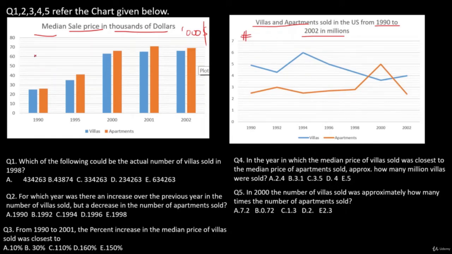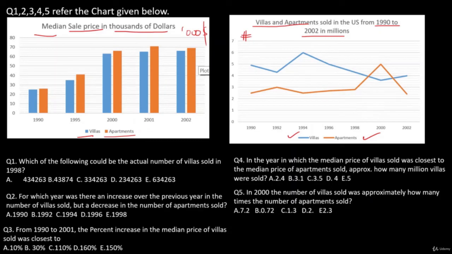Alright, now over here the blue bars talk about villas and the orange bars talk about apartments. What about the line, this one over here? This is the blue line which talks about the number of villas that were sold, and this orange line talks about the number of apartments that were sold. Alright, now over here we have 5 questions. Pause the video, give it a try, make sure that you attempt all the 5 questions before you go ahead with this video and we solve it together.